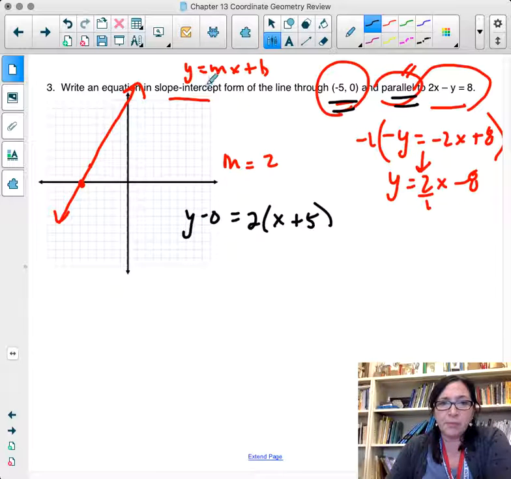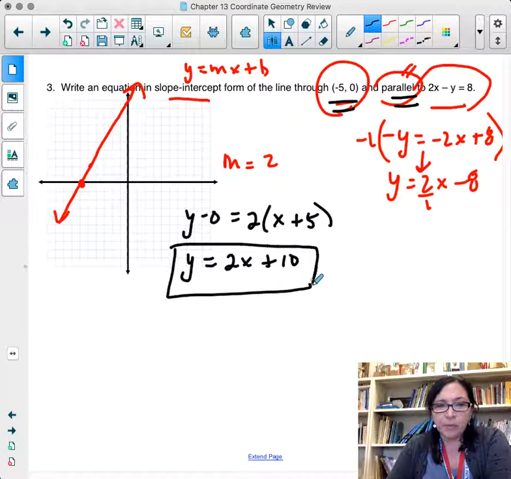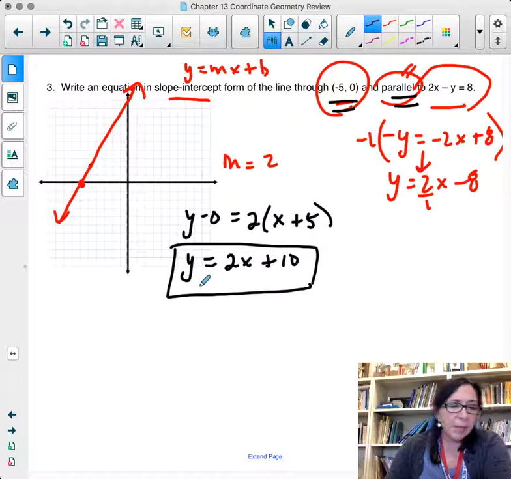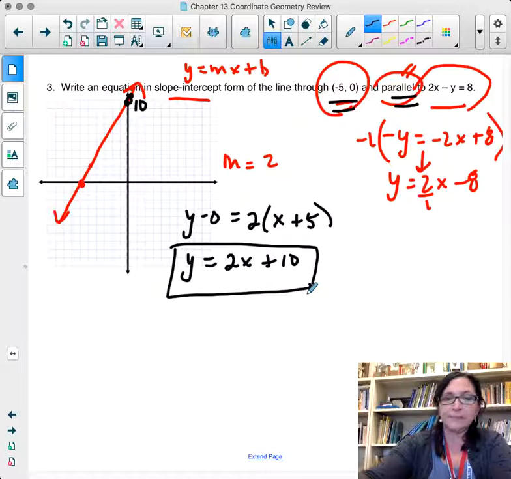So I'm trying to put it in y equals mx plus b, so all I have to do is solve for y. So I get y equals 2x plus 10, and then the plus 0 is gone. So now I'm in slope-intercept form. Keep in mind that I could have graphed this after, instead of when I had the point and the slope, meaning I'm going to start up here at 10, that's my y-intercept, and then up 2 over 1 or down 2 over 1. Either one is fine.